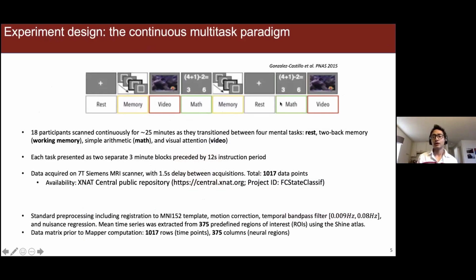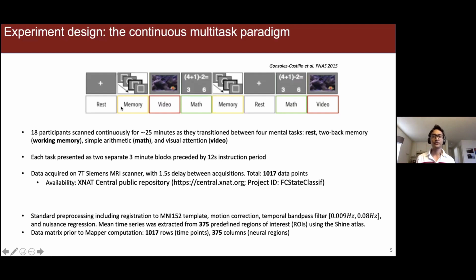Today we'll be working with a very particular type of experiment design. This is a continuous multitask paradigm. The idea is that the participants are going to go through these 4 mental states in succession. In this data set, there are 18 participants who were scanned continuously for 25 minutes and 24 seconds. They went through periods of rest and then a working memory task, which is kind of interesting. It's a 2-back working memory task where you're given a sequence of images, and at any given point of the sequence, you're asked if this is the same image that you saw 2 images prior. So you have to keep it in your working memory for a little bit.